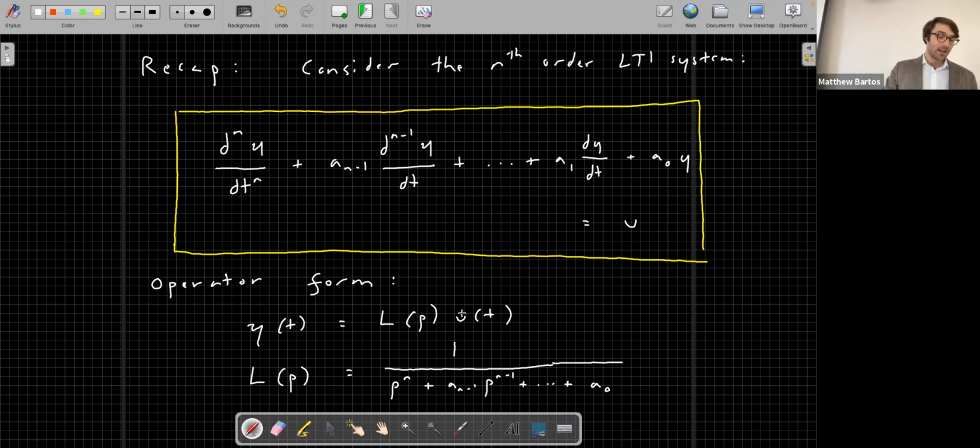Okay, and remember that this denominator here, what was our name for the denominator of our operator L? Do you remember? Right, characteristic polynomial. So this is an important... I ran out of space here.